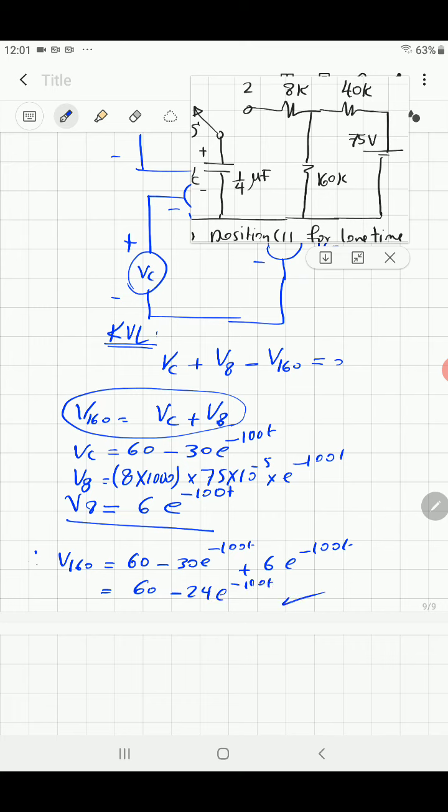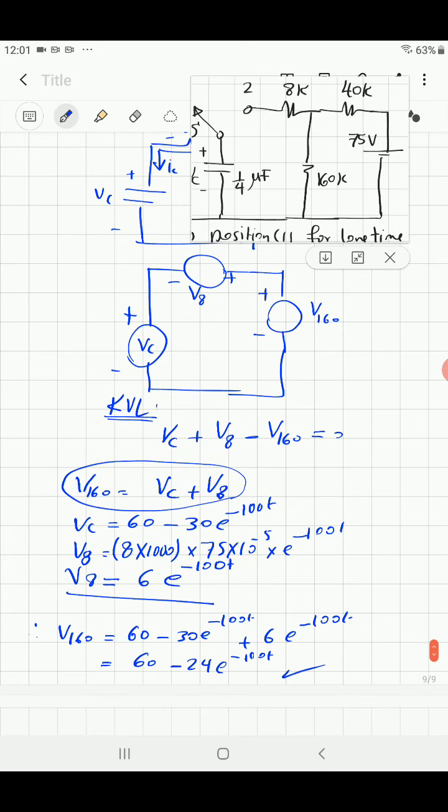I hope that this example made everything clear for capacitor charging and discharging.